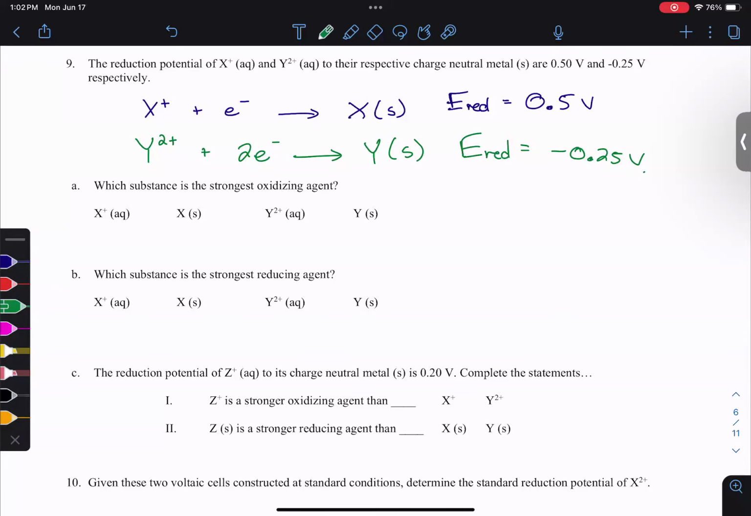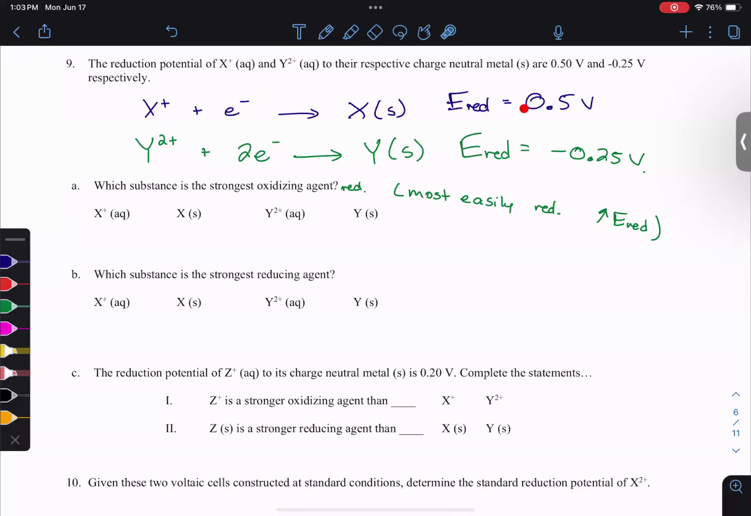Which substance is the strongest oxidizing agent? Oxidizing agents are what in a reaction? What happens to them? They get reduced. So we are looking at what substance is most easily reduced. Look for the substance that is most easily reduced. So we are looking for the largest reduction potential. So it's going to be the first reaction, right? Our eyes gravitate towards this one, the 0.5, that's the most positive.